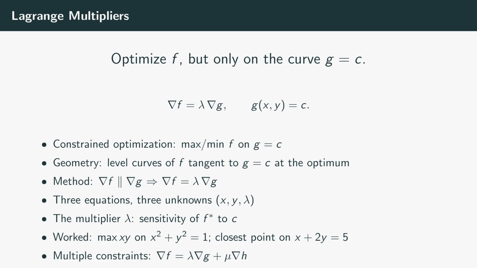Last episode, we hunted local extrema of f(x, y) over the wide open plane: find the critical points where the gradient of f equals the zero vector, then classify them with the Hessian determinant. Today, we change the rules of the game.